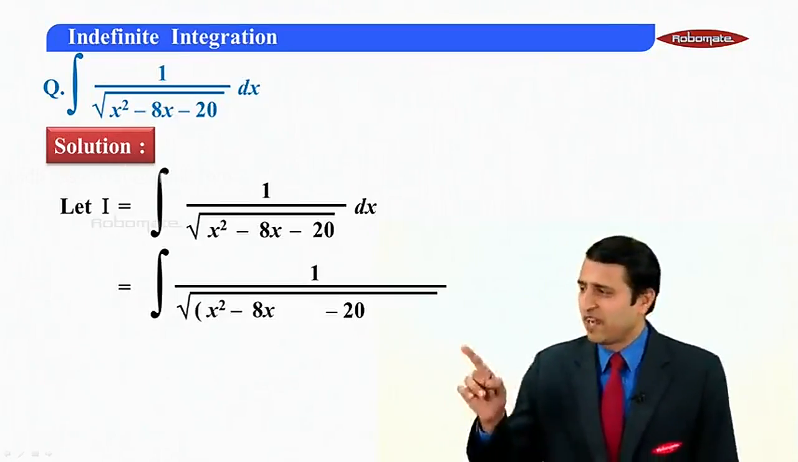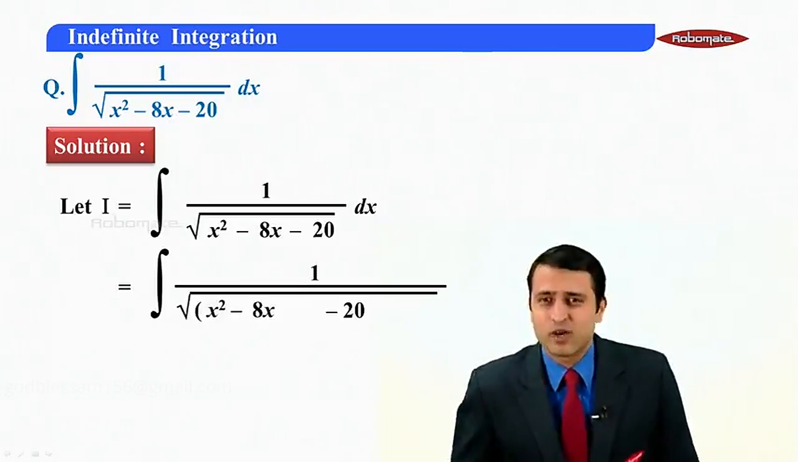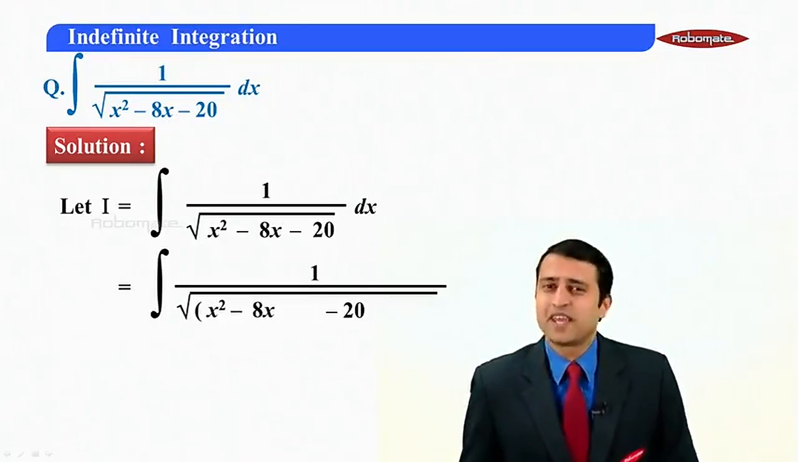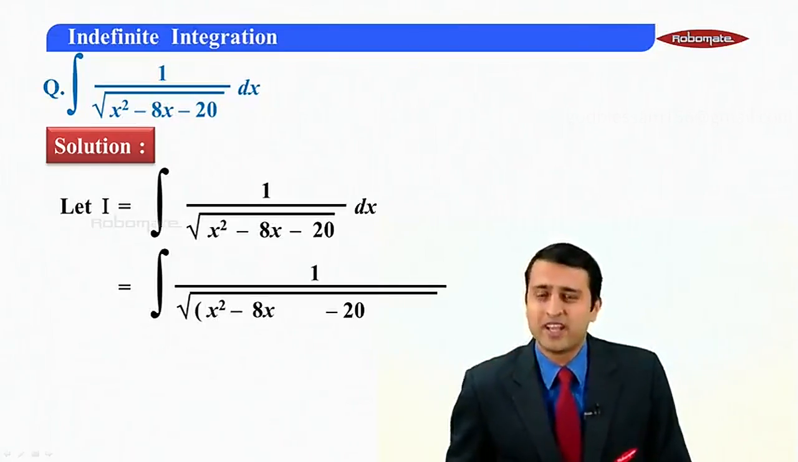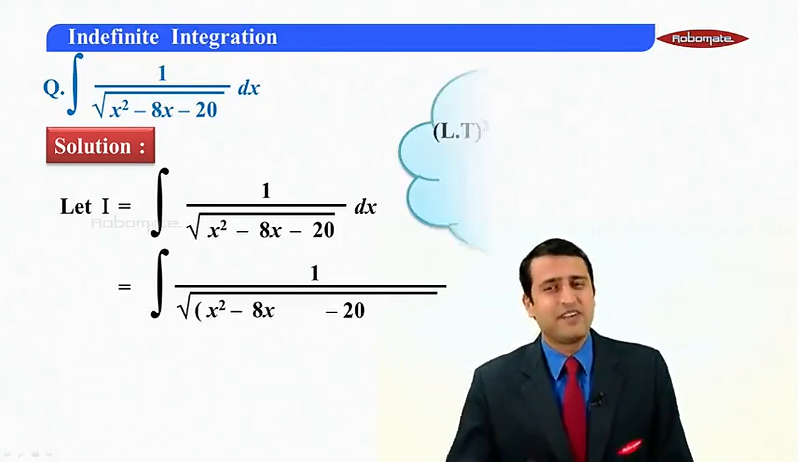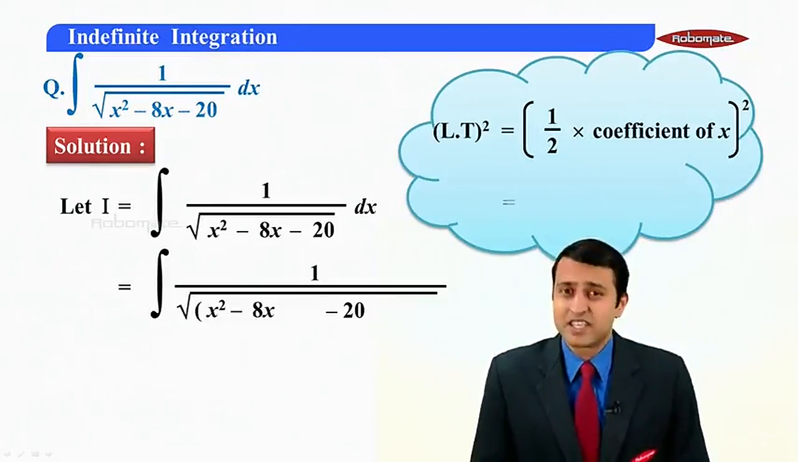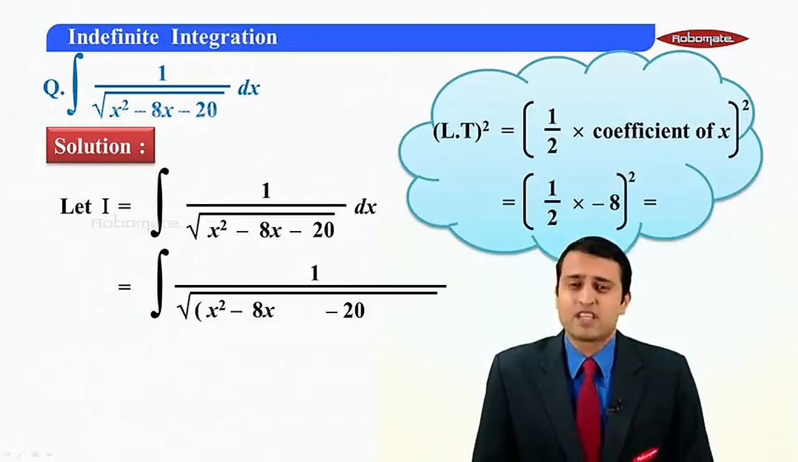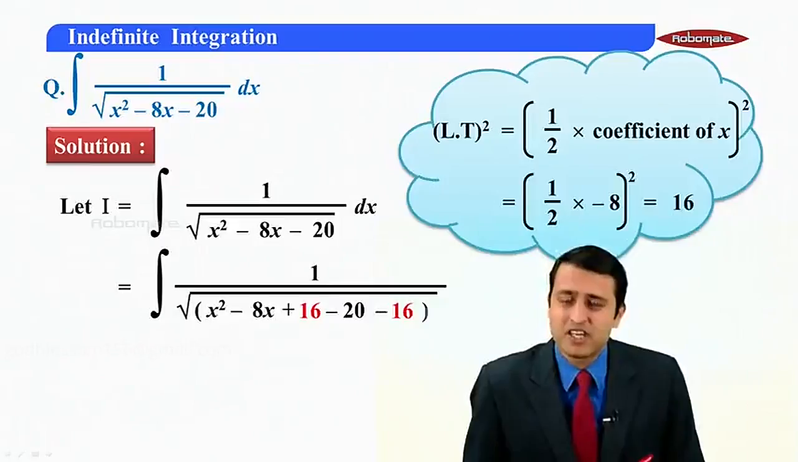My dear students, you can very well see that there is some space here, and that space is just to accommodate one number, which will make x square minus 8x and that number a perfect square. And to find that number, we very well know the formula. That's half into coefficient of x. In this case it is minus 8. So can we say the number is 16? So can I add 16 and subtract 16?